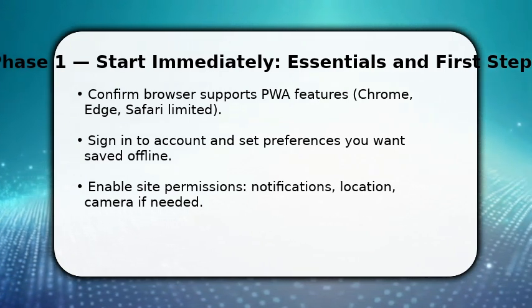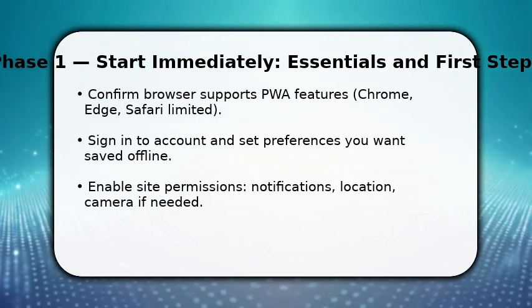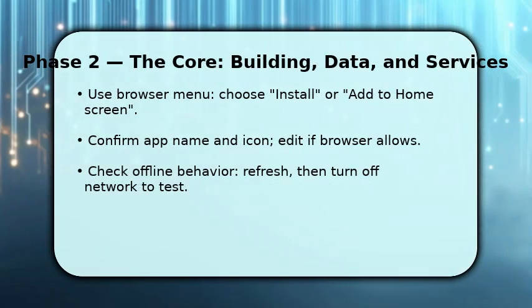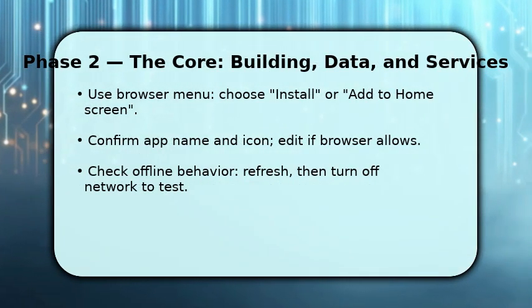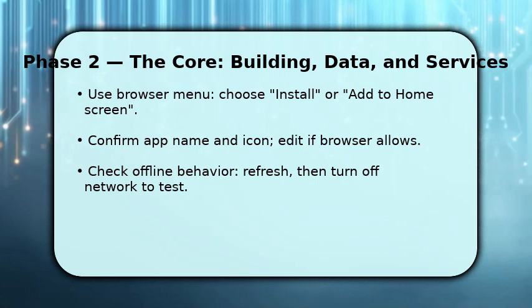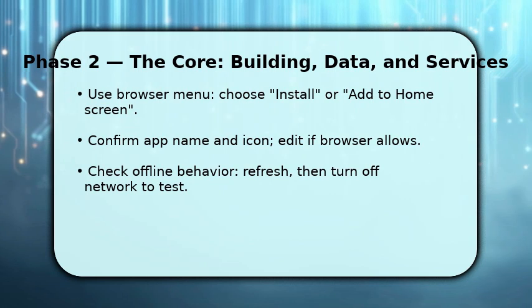Now, locate the browser menu or install prompt to begin the conversion to an app-like experience. You select Install or Add to Home Screen from the browser menu. On desktop, choose Install from the toolbar prompt, and on mobile, pick Add to Home Screen. Once prompted, confirm the app name and icon and place the shortcut where you want it.